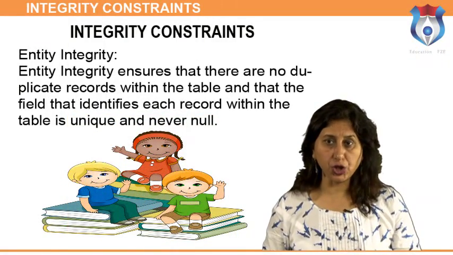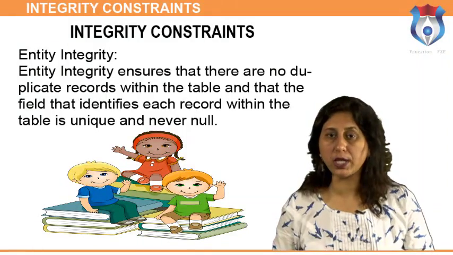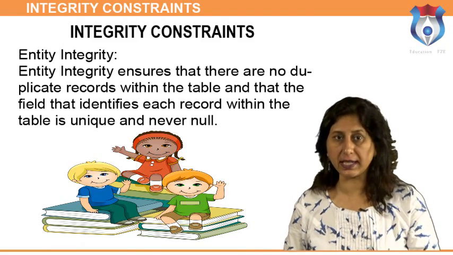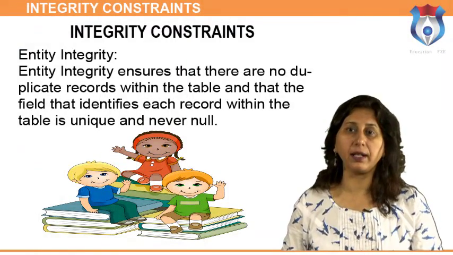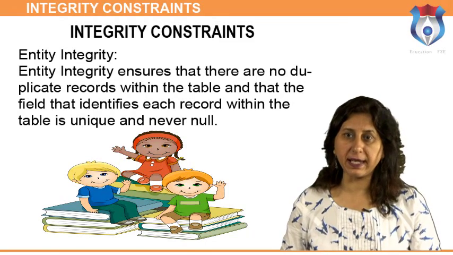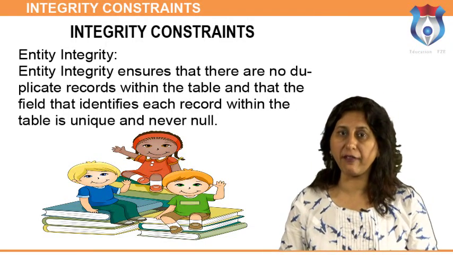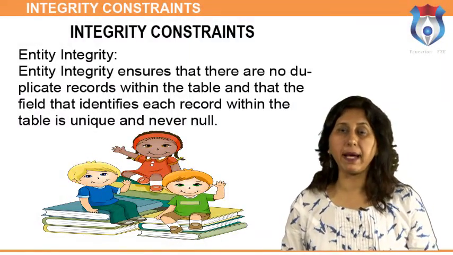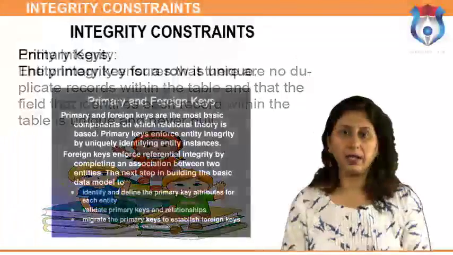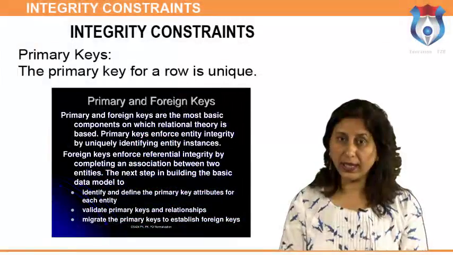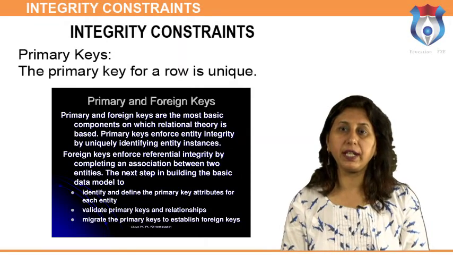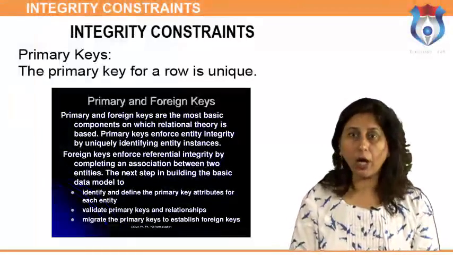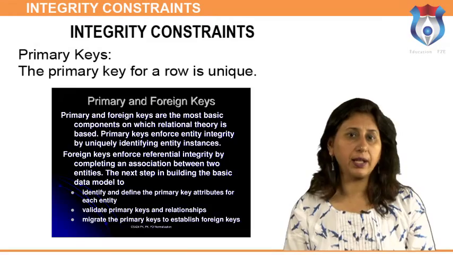Entity integrity ensures that there are no duplicate records within the table and that the field that identifies each record within the table is unique and never null. Entity integrity specifies that the primary key of every instance of an entity must be unique and must have values other than null. The primary key for a row is unique; it does not match the primary key of any other row in the table. The primary key is not null. No component of the primary key may be set to null.